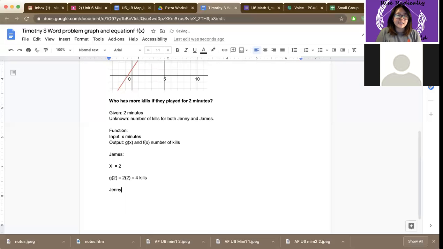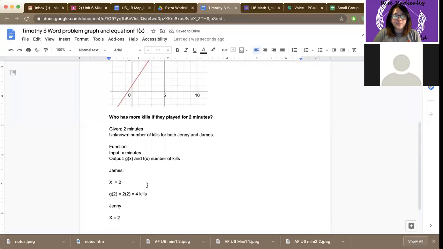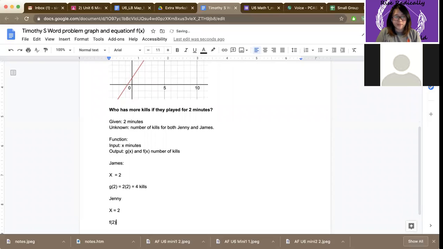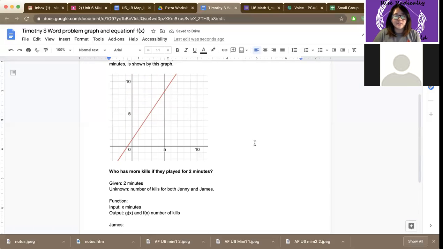Now for Jenny, I'm also looking at x equals 2. But in this case, hers is a graph, right? So I'm going to look at f of 2 and figure out where the y value is. So I'm going to do what you did, right? I'm going to start at 0, move to the right 2, and then go up. So she got 4, positive 4.